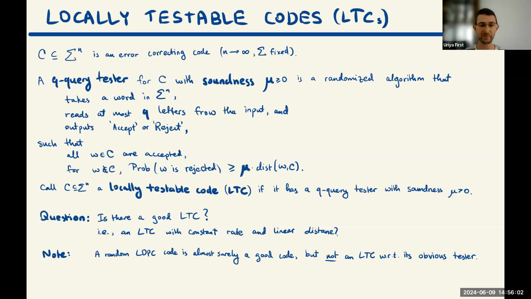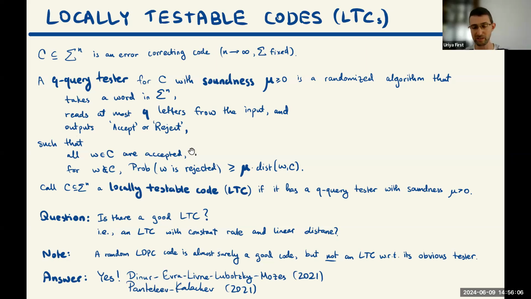And this question has been open for that reason for a while, until in 2021 two groups independently solved it. It was a breakthrough: Dinur, Evra, Livne, Lubotzky and Mozes, and Panteleev and Kalachev. And I should say that Panteleev and Kalachev also obtained quantum CSS codes in the same work. So I want to give you the history of that work, and then I will be able to explain our contribution.